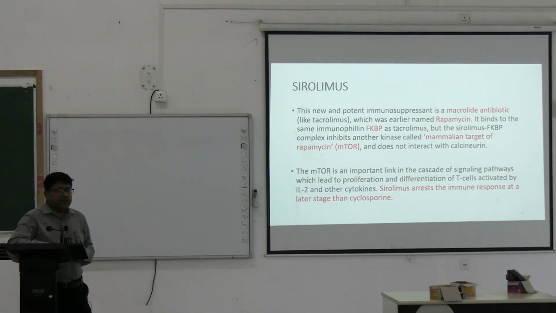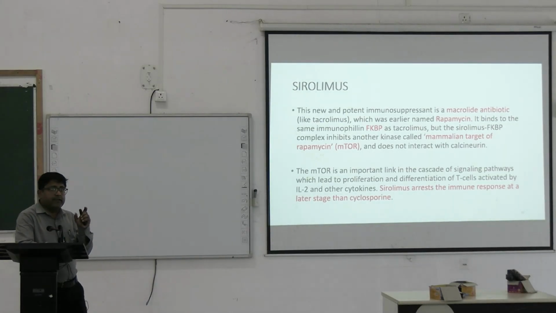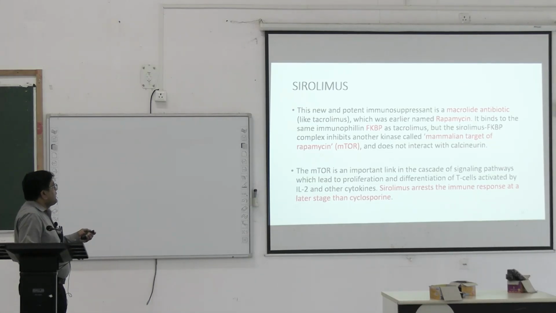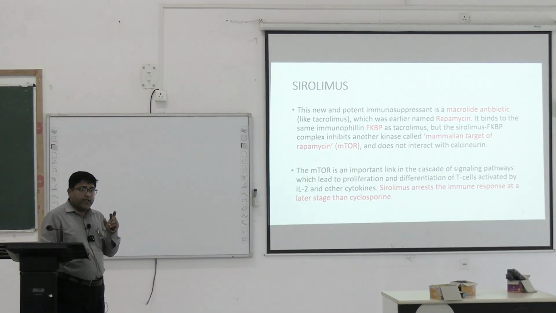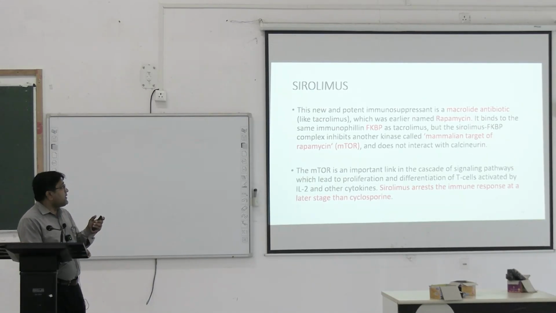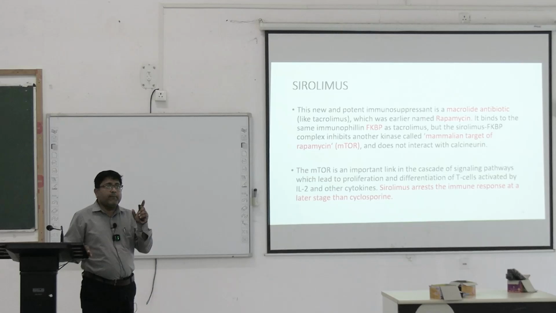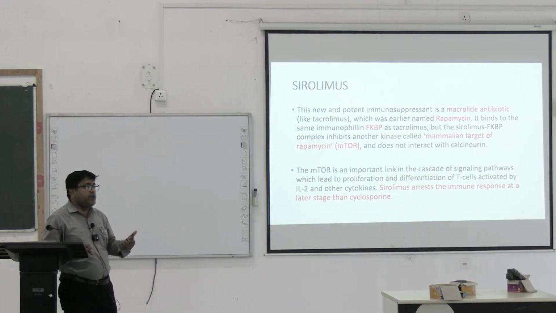Coming to sirolimus. Sirolimus is similar in structure to tacrolimus. It is a macrolide antibiotic initially introduced in the market with the name rapamycin. It was earlier named rapamycin. It binds to the protein FKBP, that is FK binding protein, like tacrolimus. But the subsequent steps are different. The sirolimus-FKBP complex inhibits another kinase, mTOR, the mammalian target of rapamycin, and does not interact with calcineurin like the calcineurin inhibitors.